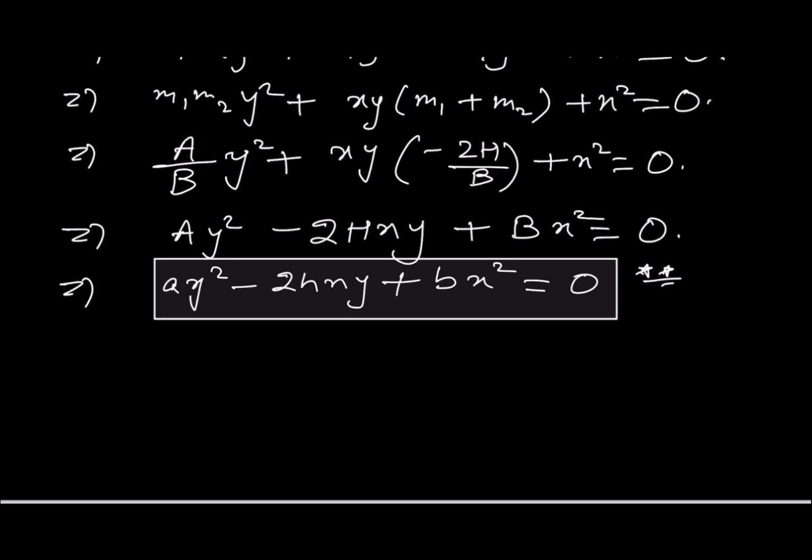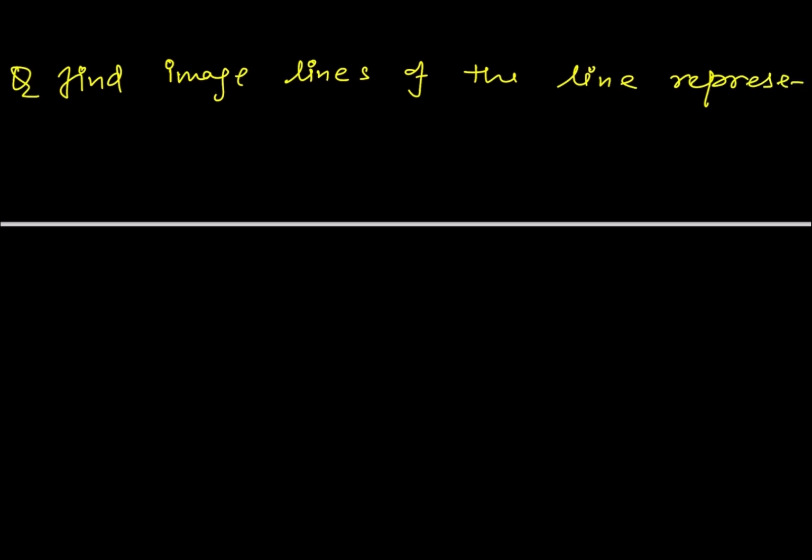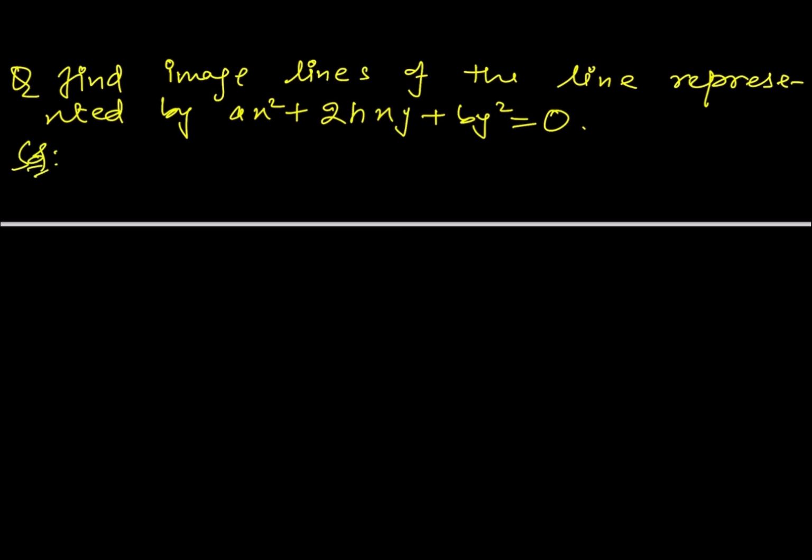Now let's come to the next question. Question is, find the image lines of the lines represented by ax square plus 2hxy plus by square is equal to 0. So we have to find the image of the given pair. Suppose this is the given pair, right?